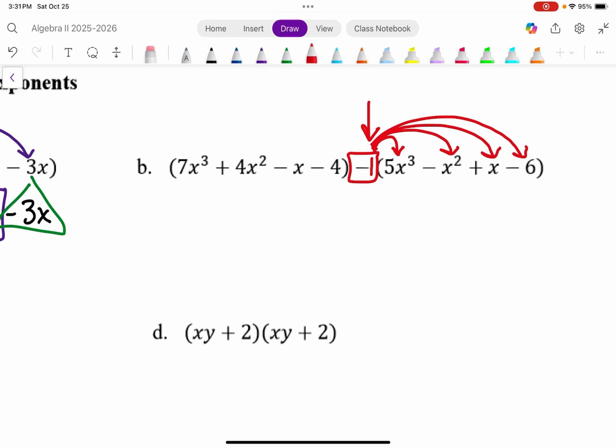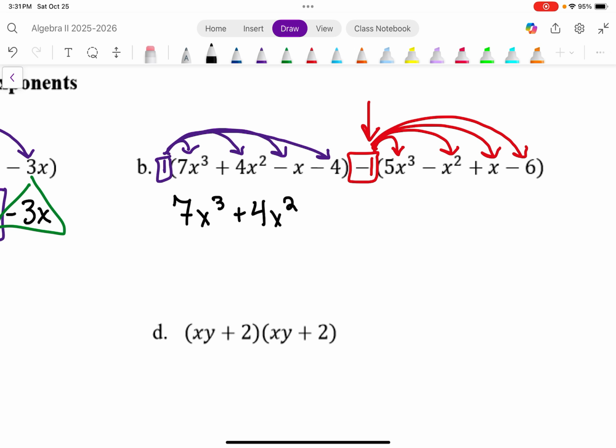In the front here, there's nothing in front, so there's that hidden 1. So that hidden 1, and you don't have to show the work for this one, is being distributed as well. But because it's a positive 1, nothing in that set of parentheses is going to change. So it's going to be 7x cubed plus 4x squared minus x minus 4.